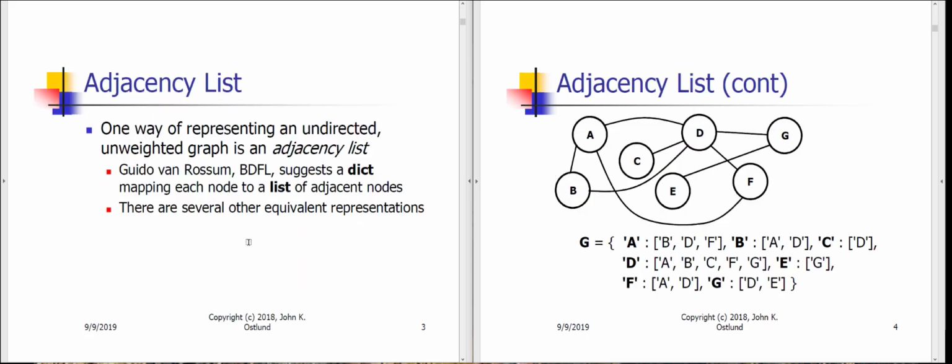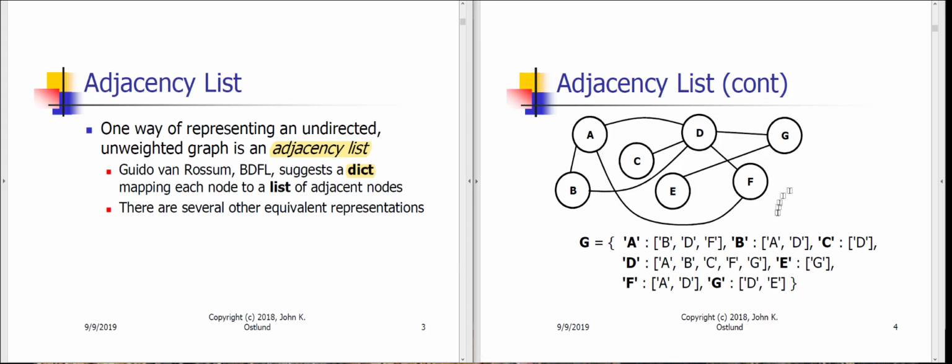There are many ways of representing a graph in code. One way is to use something called an adjacency list, and Guido van Rossum, the BDFL for Python, suggests using a dict to keep track of which nodes are connected to which other nodes.